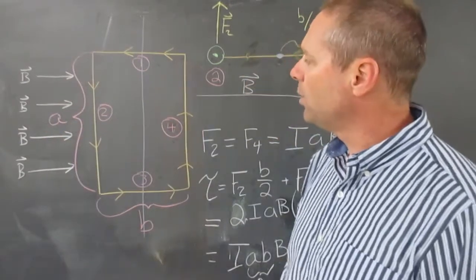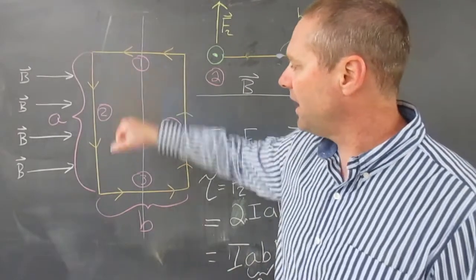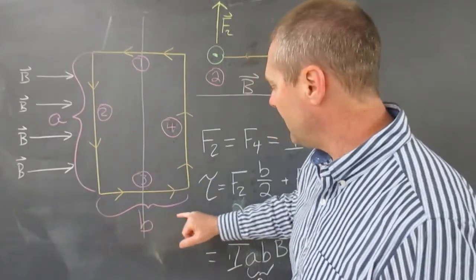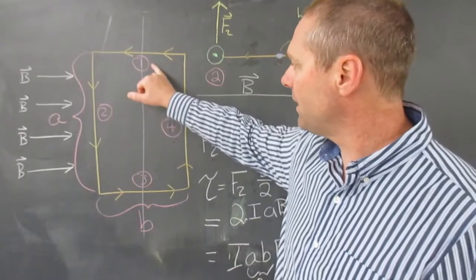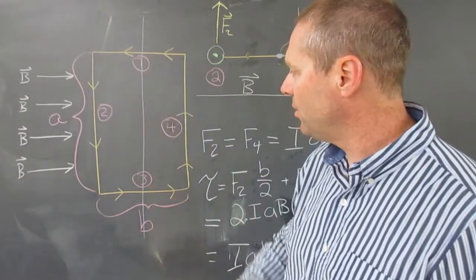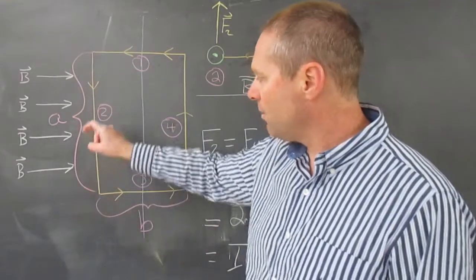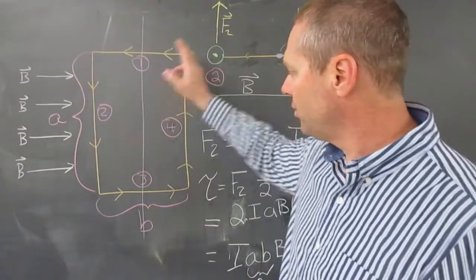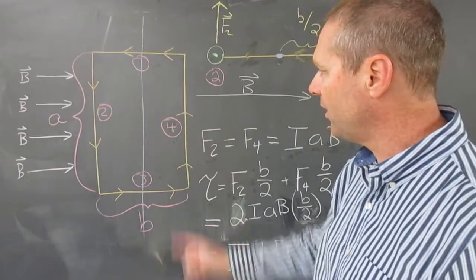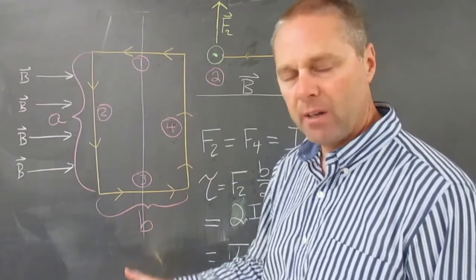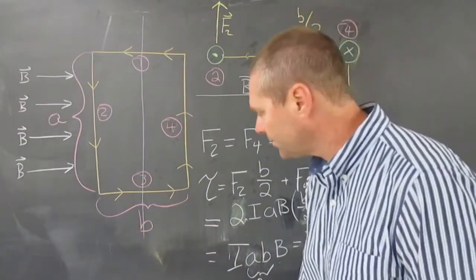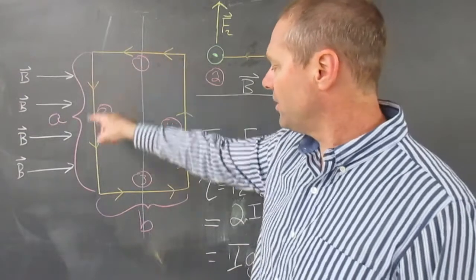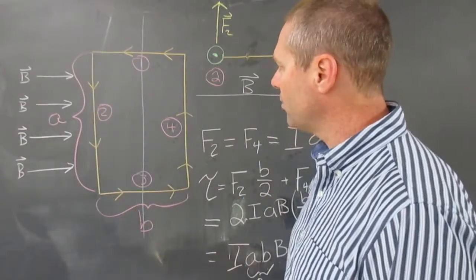So let me describe the loop a little bit to you. We have a rectangular loop whose length is B, and that's represented by sides 1 and sides 3. A length of A, which is represented by sides 2 and sides 4. So sides 2 and sides 4 are parallel with each other. Sides 1 and 3 are parallel with each other as well. We see that the current is traveling in a counterclockwise rotation.